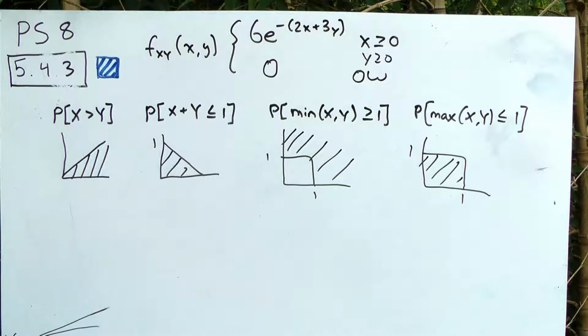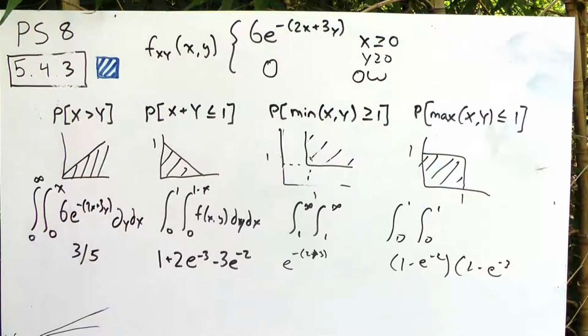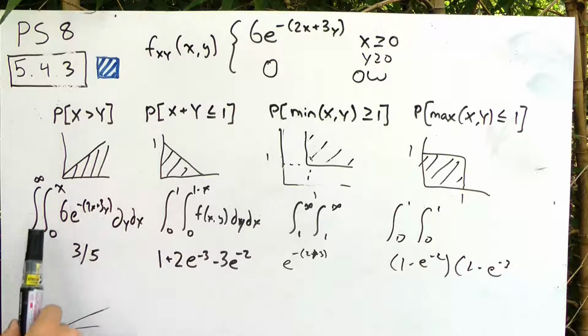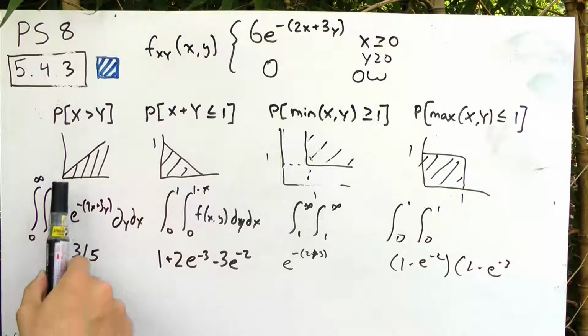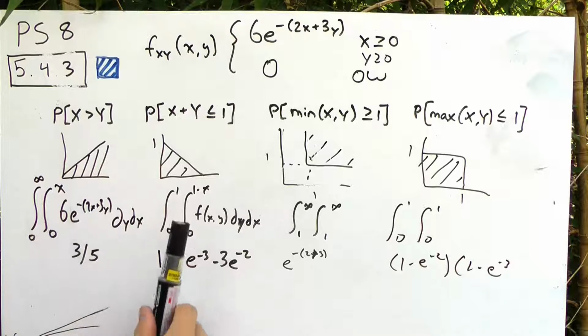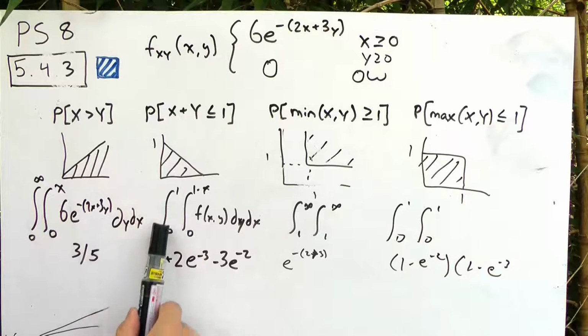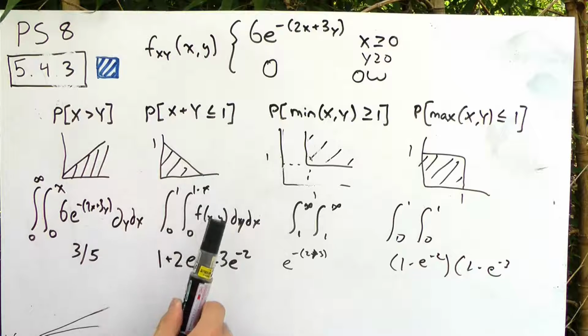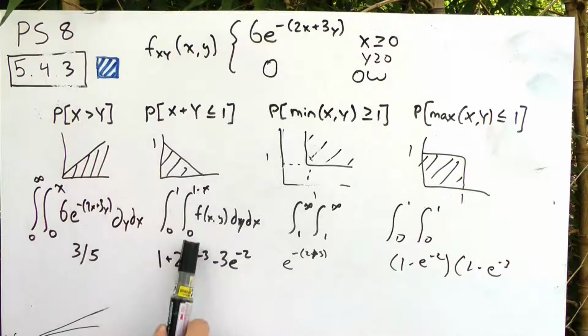So now let's write out our integrals to find these probabilities, because we have to integrate the PDF over our area of interest to find these probabilities. Starting from the first one, we take the integral on the x from 0 to infinity, and for the y we go from the bottom from 0 to x. For the next part, for the x, you go from 0 to 1, and then we plug in the equation for the triangle, so it goes from the bottom 0 to 1 minus x.